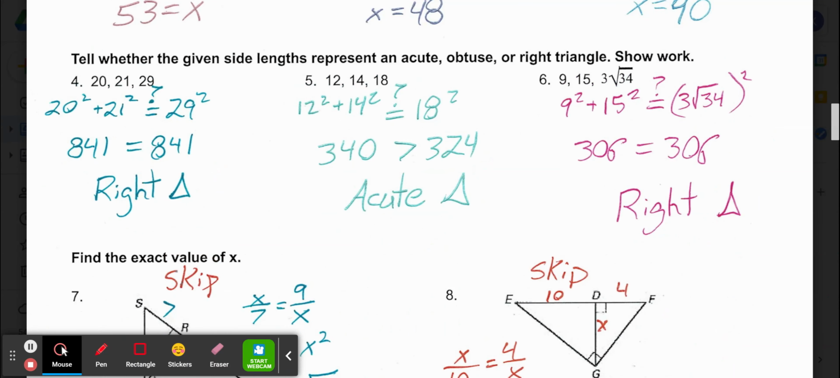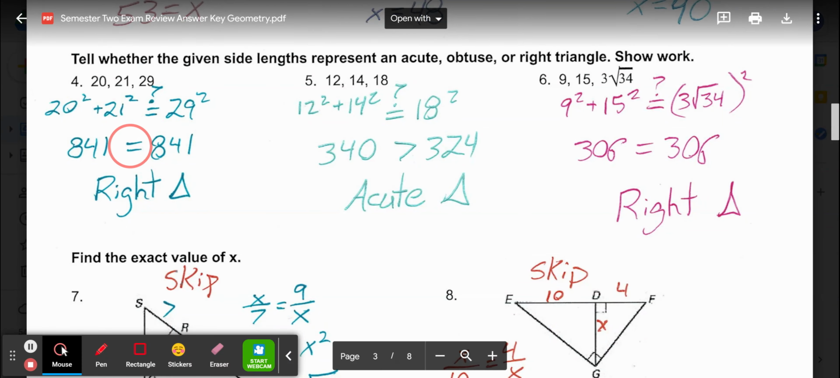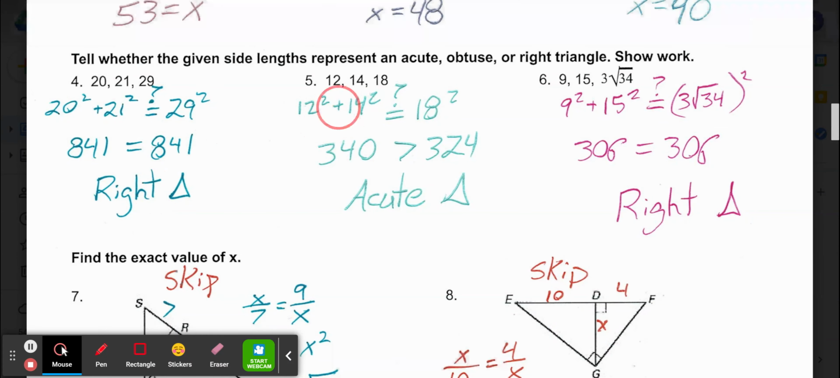Tell whether the given lengths represent an acute, obtuse, or right triangle. Show the work. So you want to take the two smaller sides and check if those two sides squared equal the third larger side squared. If they end up being equal, it is a right triangle. If the two smaller sides added together are greater than the third side, then it's acute. And if that third side would be greater than the two smaller sides, it would be obtuse.